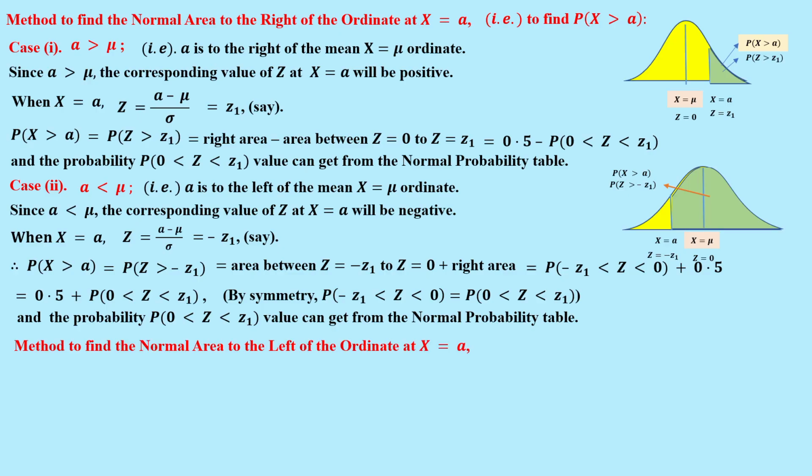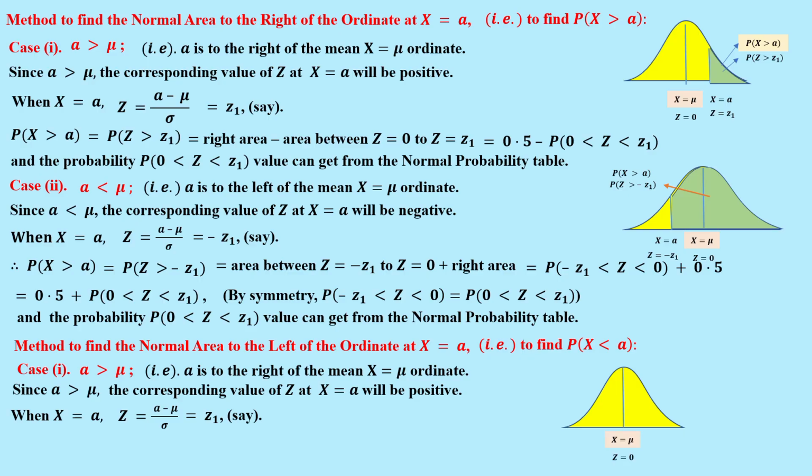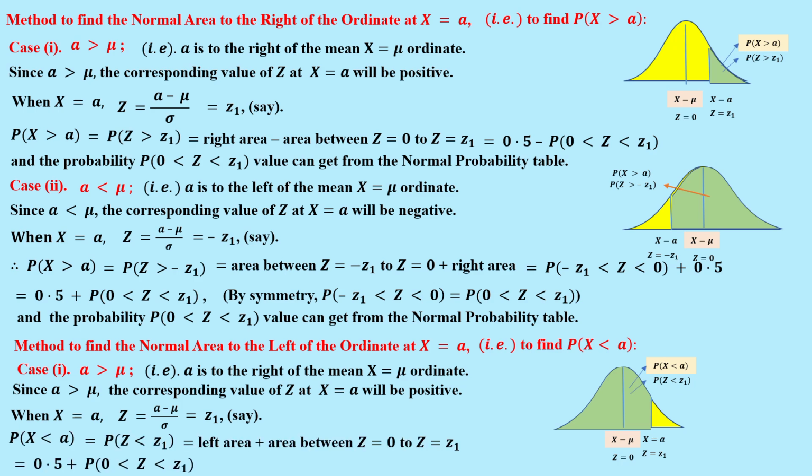Method to find the normal area to the left of the ordinate axis, after the right of the ordinate axis. That is to find the probability of x less than a. Case 1: a greater than mu. The same discussion: the z value at x equal to a will be positive. Let it be z1. So x is equal to mu, and the diagram will be like this. So this is the total left area plus the area between 0 and z1, clearly, from the diagram itself. So 0.5 plus the probability of 0 less than z less than z1.